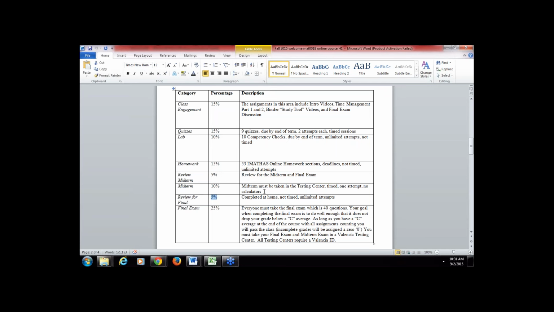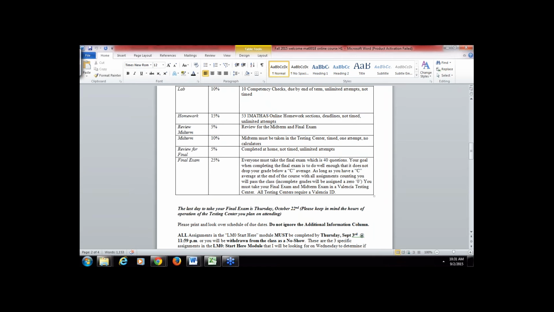Okay, your midterm itself is 10% of your grade. It has to be taken in the testing center. It is timed. You only get one chance, and there are no calculators. You really should be doing all your homework with no calculators, but I also know I can't control that. But I can control it when you take the midterm and when you take the final.